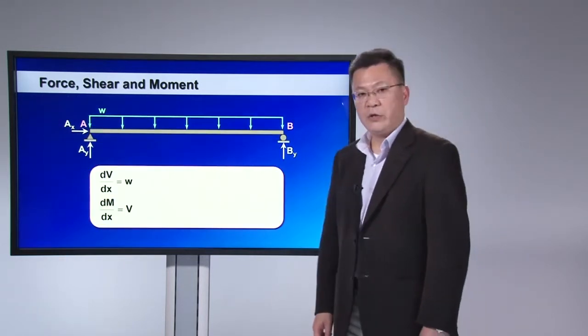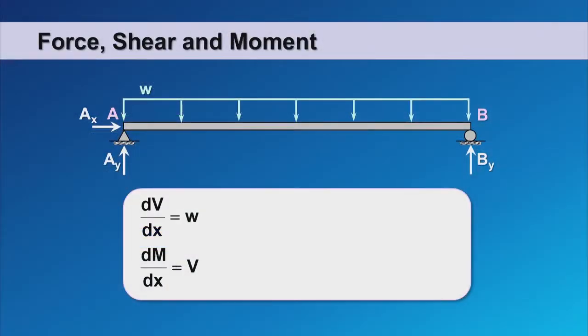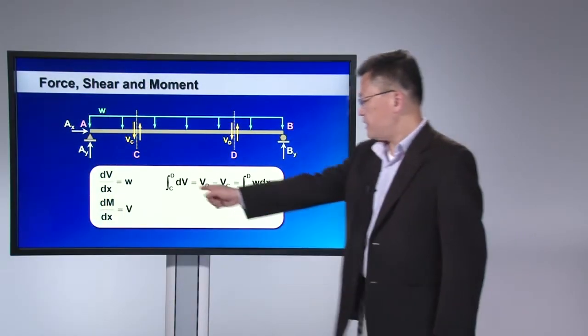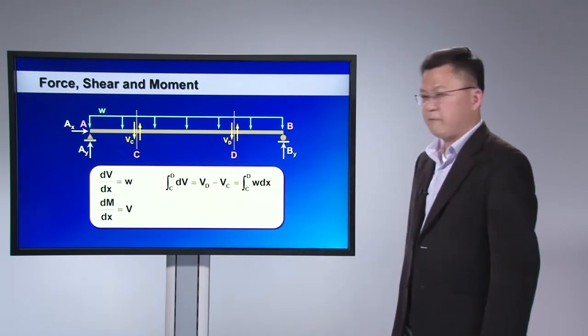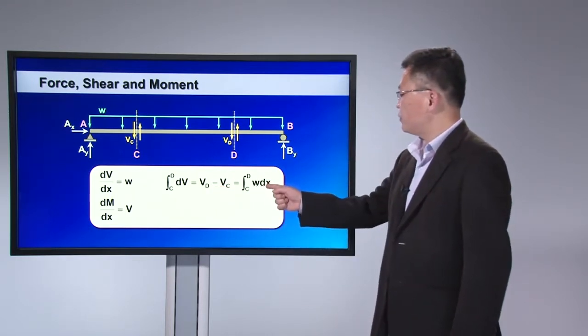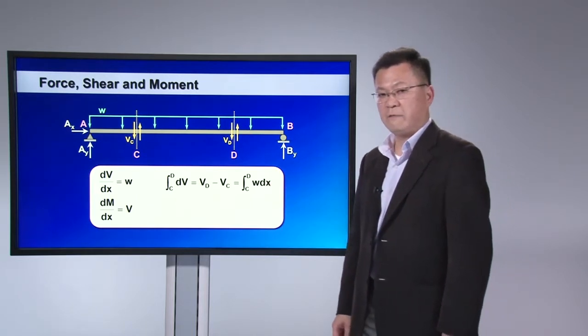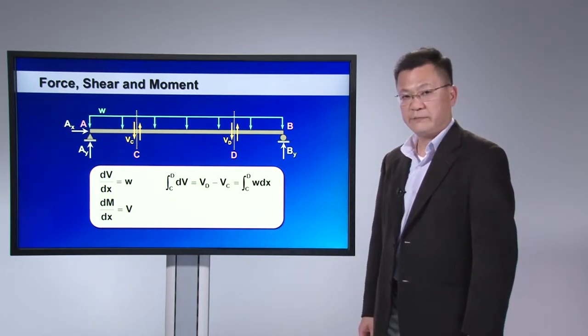So how do we use these two equations? We can use these two equations through integration very quickly. For instance, if I'm interested in finding the differences at two locations in terms of their shear force and bending moments, we can take these two equations and perform integrations. The first equation tells you that the difference between the shear force at the two locations is equal to the integration of the external force between the two locations.